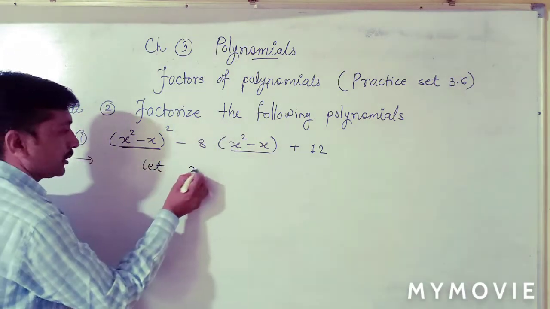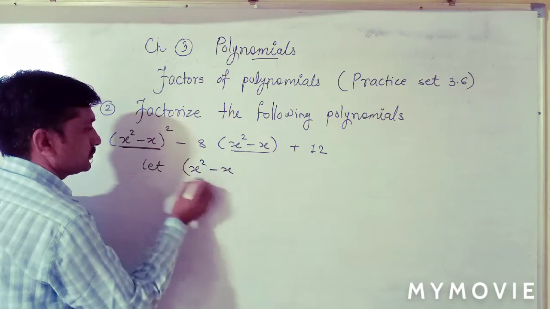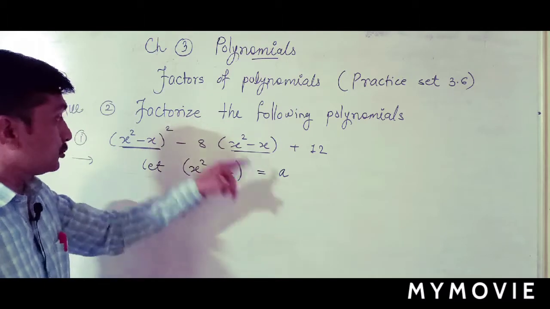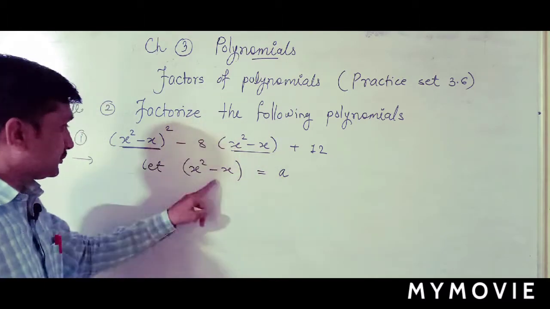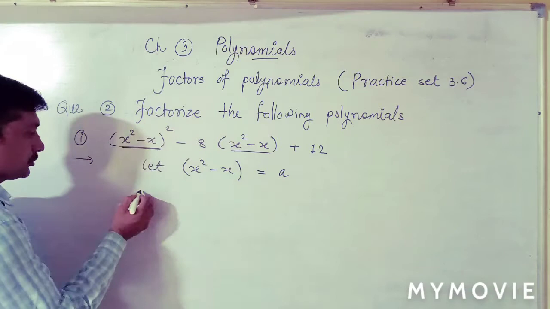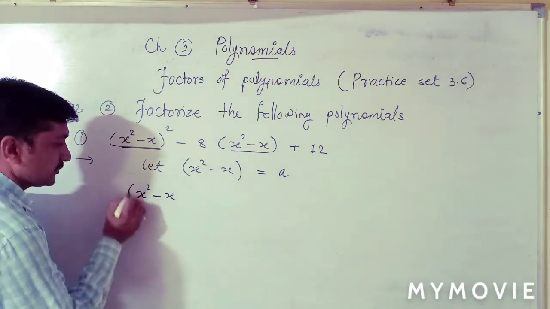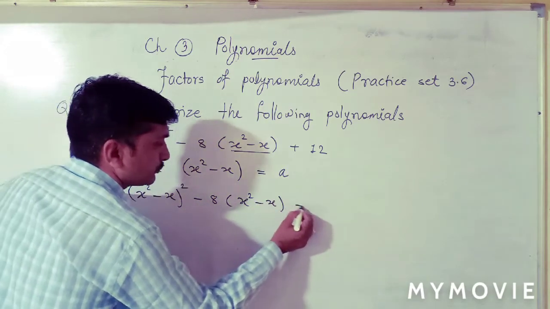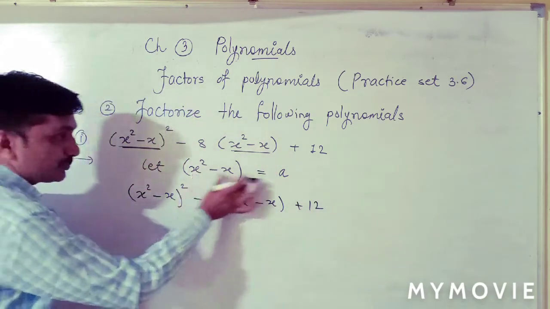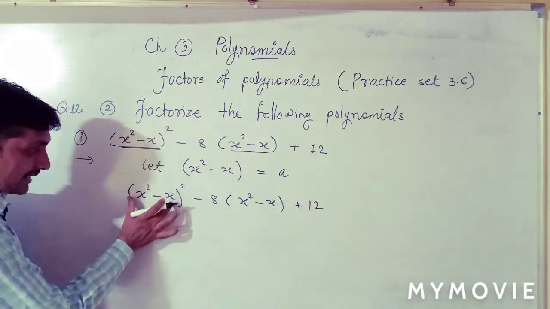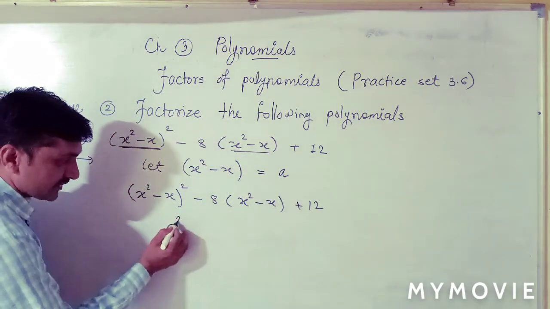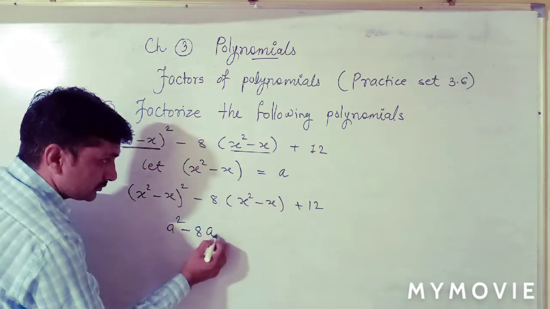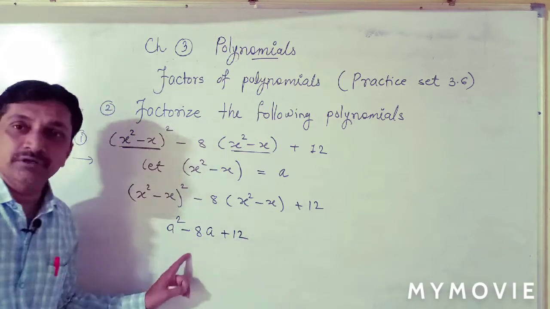Let x square minus x be equal to, I write, a. Now in the given expression you put this bracket equal to a. (x square minus x) bracket square minus 8 in bracket (x square minus x) plus 12. Now put this bracket equal to a here and here. Bracket square means a square, minus 8 as it is, this bracket is equal to a again, plus 12, and now this becomes a quadratic.